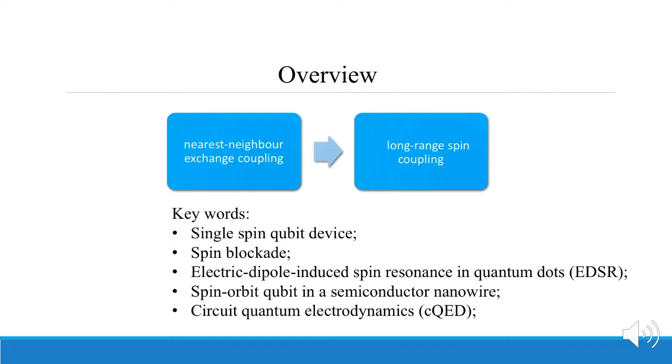And then I have spin orbit qubit in semiconductor nanowire. In particular, the material we are using now is indium arsenide. And then the last one, also the most important one, is circuit quantum electrodynamics.